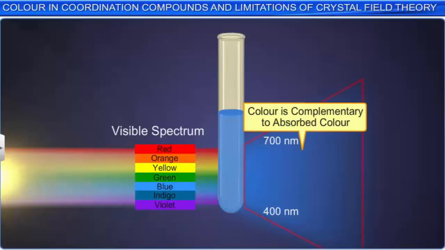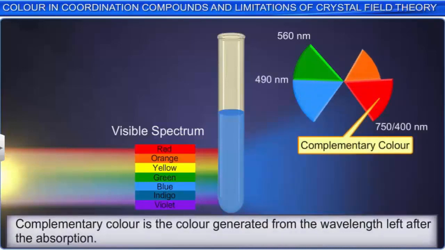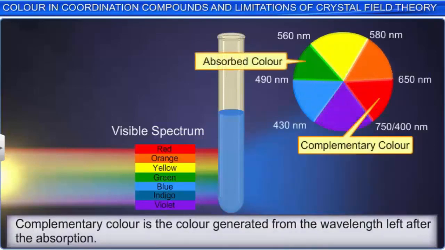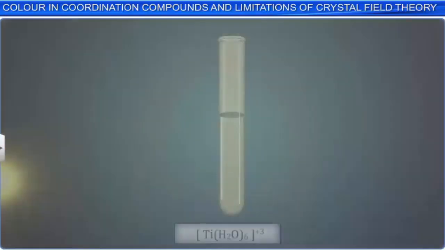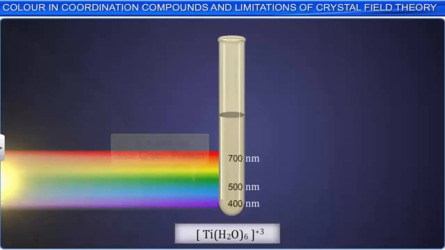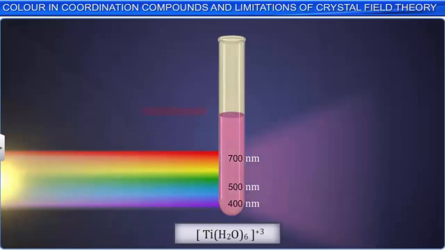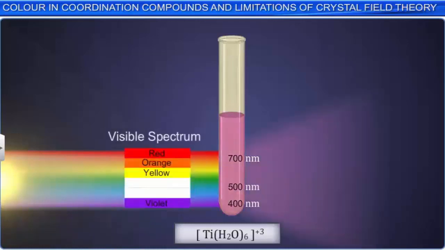Complementary color is the color generated from the wavelengths left after the absorption. For example, for hexaaquatitanium(III), the maximum absorption occurs at 498 nanometers, which corresponds to the blue-green portion of light. The transmitted light is devoid of the blue-green portion, and hence the complex appears purple. The relationship between the absorbed and transmitted wavelengths can be readily understood from the table here.